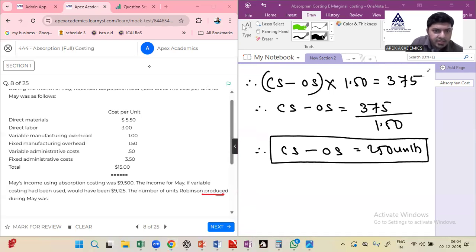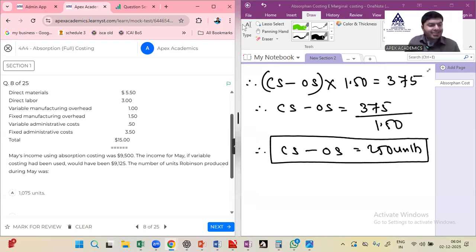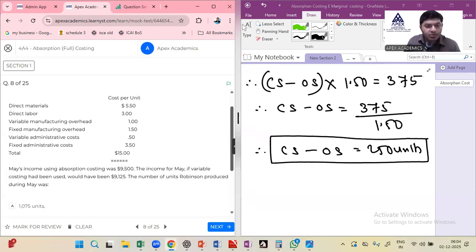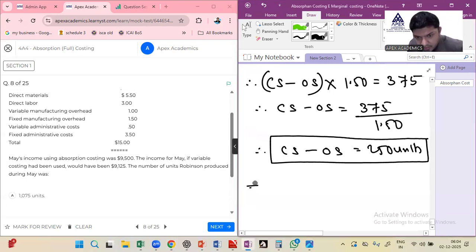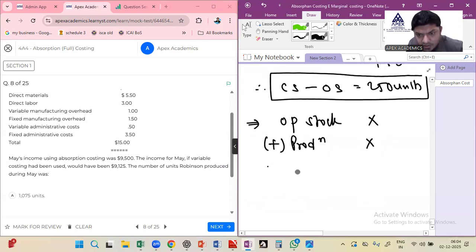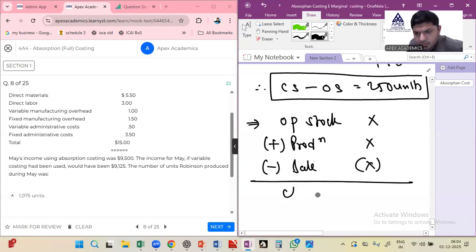Now, hold on, guys. They are asking you how many units did they produce. Guys, please try to understand. Opening stock plus your production minus your sale is equal to your closing stock.